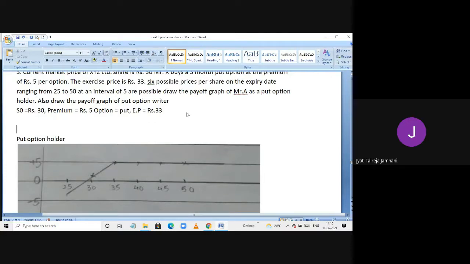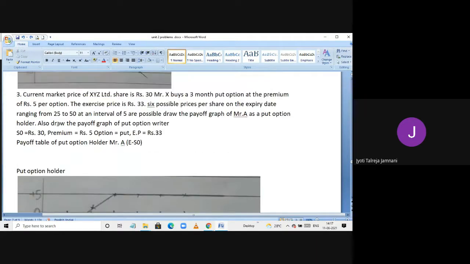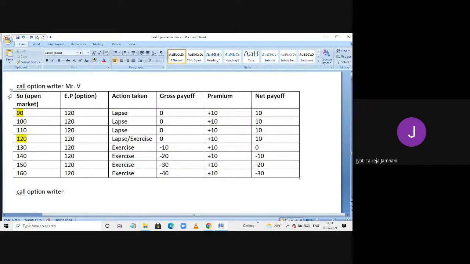But to draw the graph, what do we need first? We need the table. Looking at the table only, we will be able to draw the graph. So payoff table of put option holder, that is Mr. A. And for put option, what is the formula? E minus S0. Just copy the table from above.